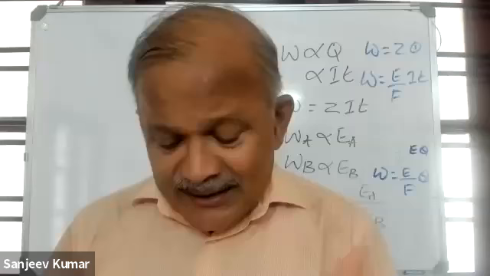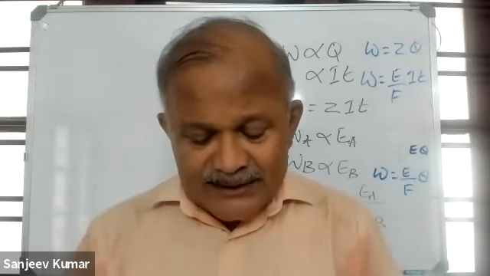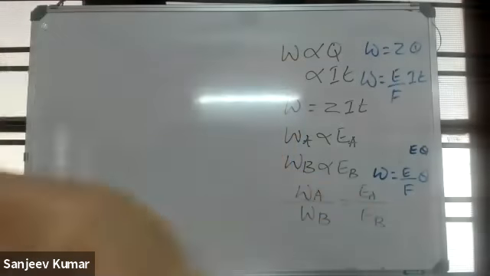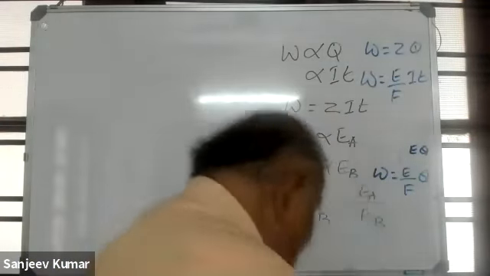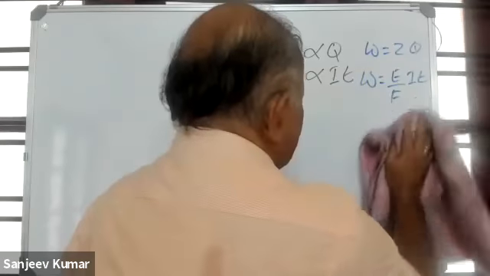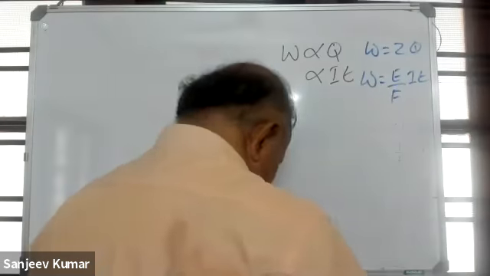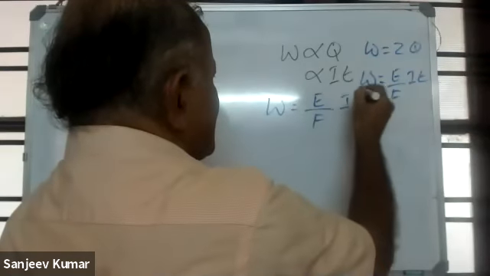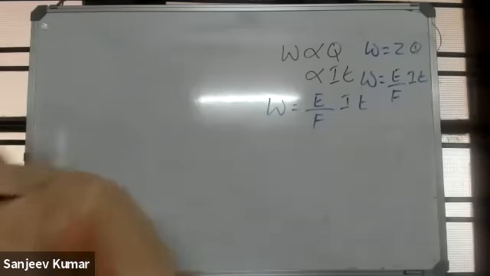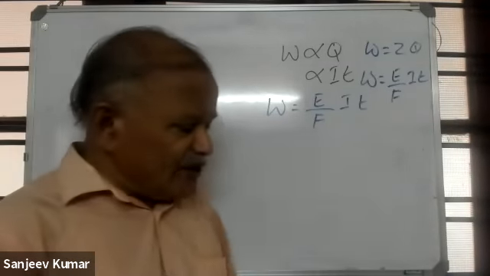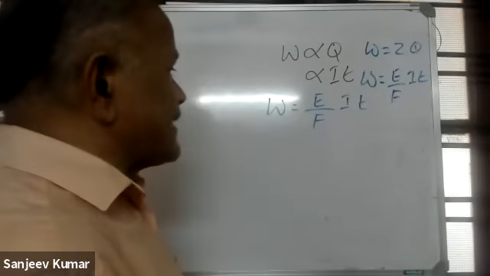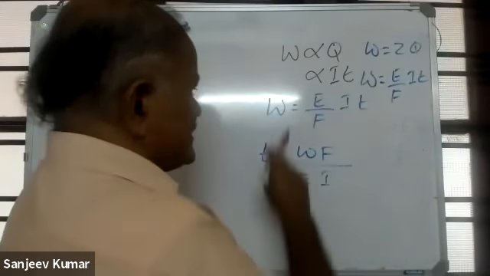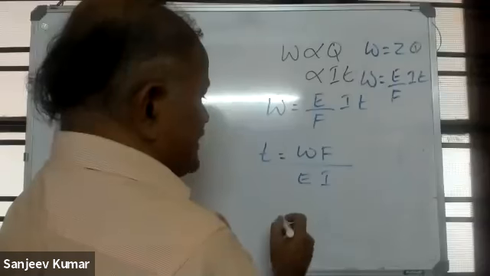Time required to deposit 1 millimole of aluminium metal by the passage of 9.65 ampere through molten electrolyte containing aluminium ion. That is the quantitative aspect of electrochemistry. We can use the formula W = E/F × I × T, that is, the amount of substance deposited or liberated. Here we have to find the time required to deposit 1 millimole of aluminium. W = (E/F) × I × T, therefore T = WF/(E × I).